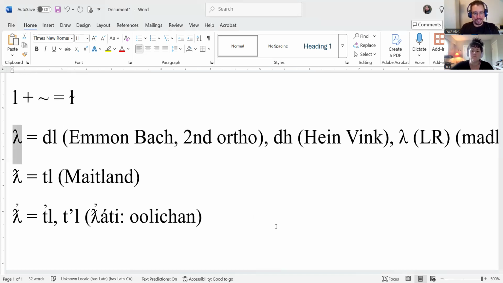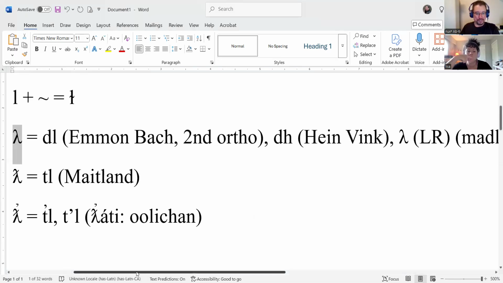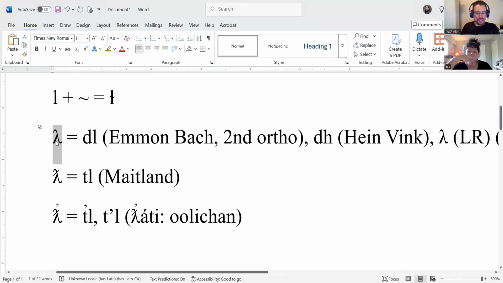So the reason I decided to use this lambda symbol was because it's one symbol. And that is something that's very common in linguistics. I'm not a linguist myself. I have had some training, but in linguistics, there tends to be a common way of dealing with more unique sounds like these ones that we have in our language.